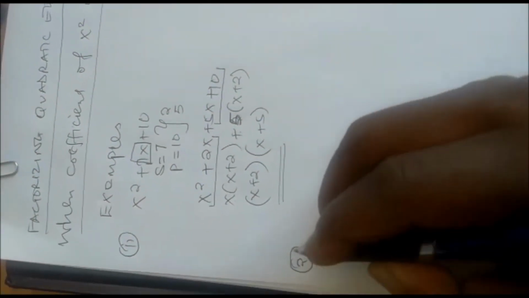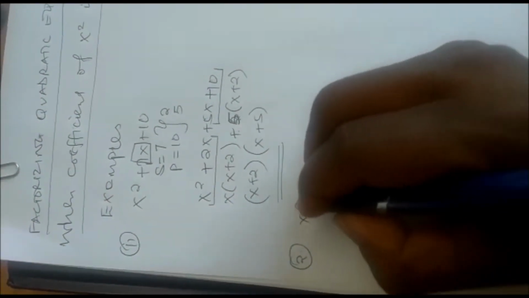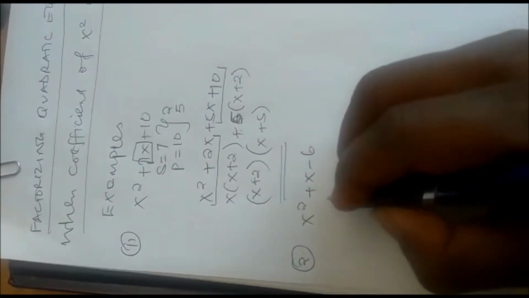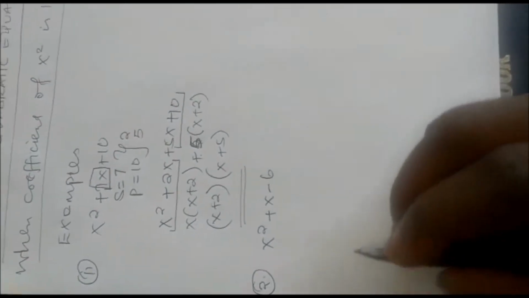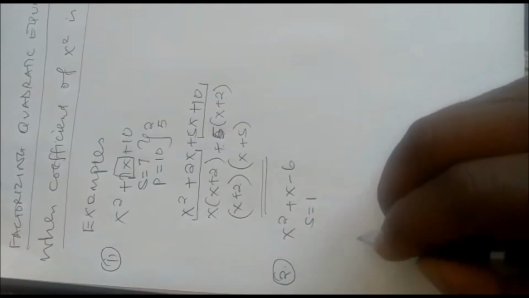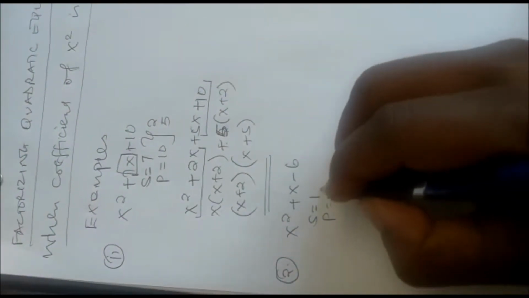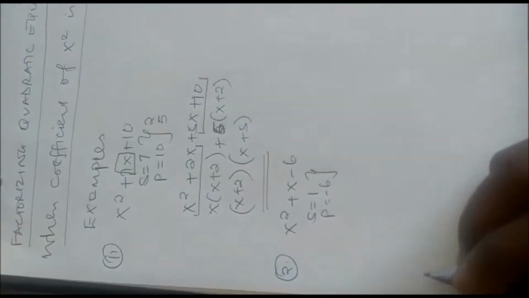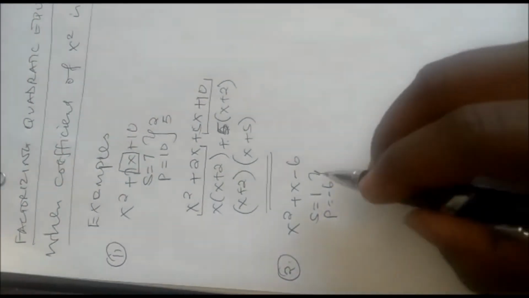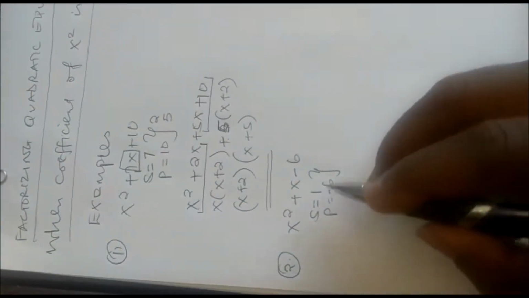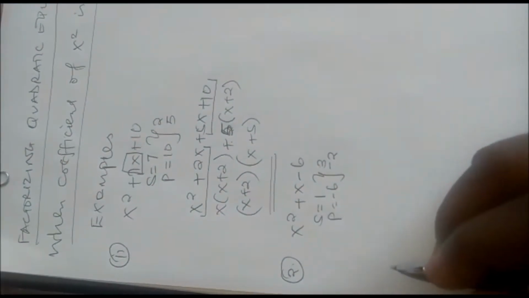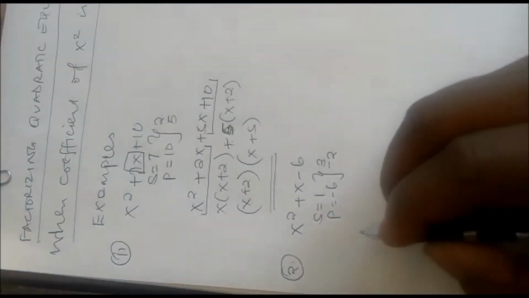Let us look at the second example. Suppose we are given x squared plus x minus 6. The procedure is the same. First, the sum will be the coefficient of x, which is 1, and the product will be negative 6. So we look for two numbers which when multiplied will give us negative 6, and when added will give us 1. This will be 3 and negative 2.